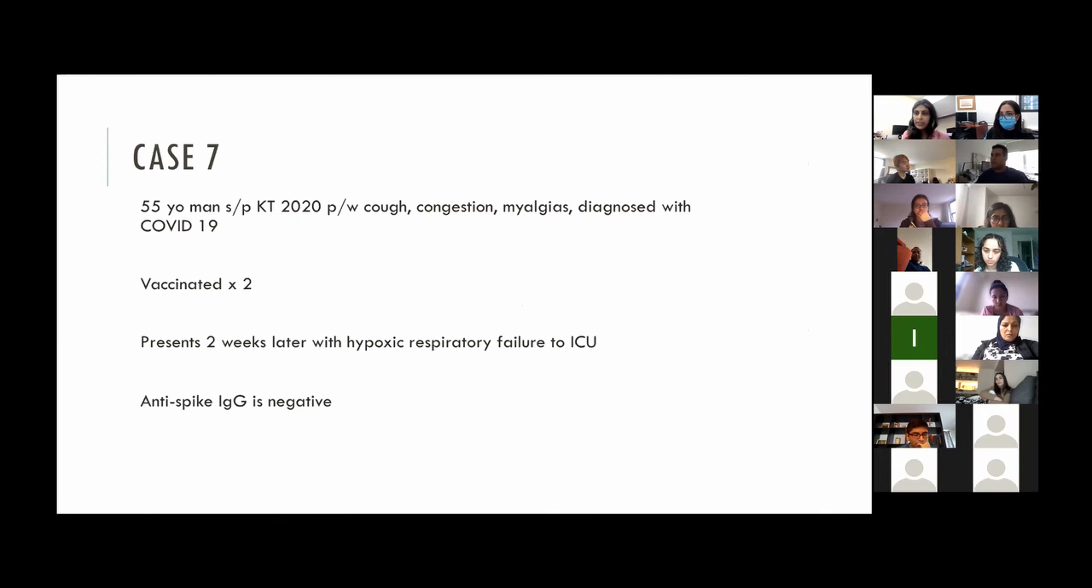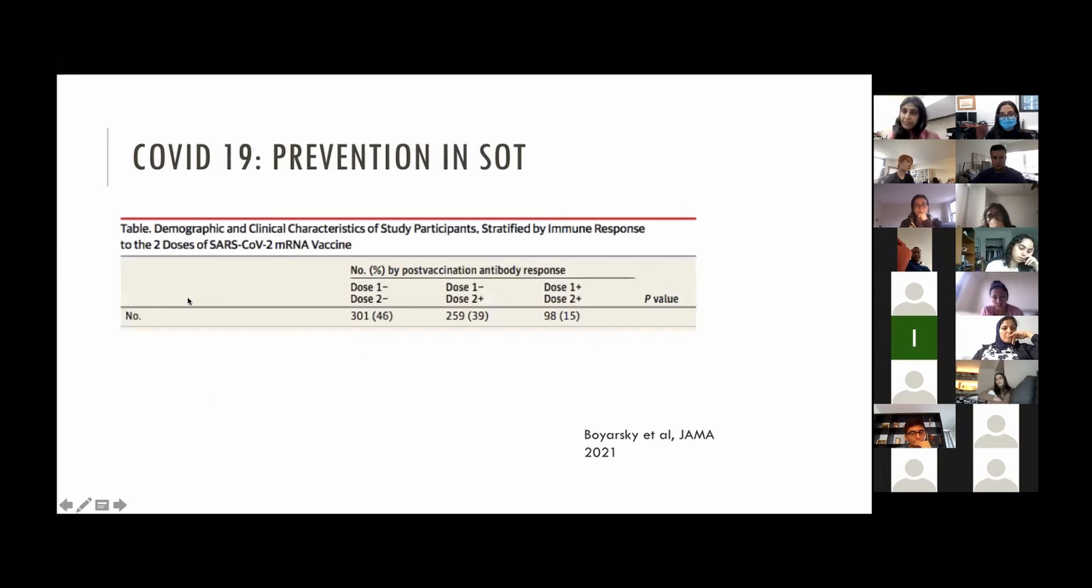And I'm going to move on to my last case, and then we can just end with questions after that, if that's okay. So this is a 55-year-old man, kidney transplant in 2020, presenting with cough, congestion, myalgias. He's diagnosed with COVID-19. He's vaccinated times 2, so this is a case from last year. And he presents 2 weeks later with hypoxic respiratory failure in the ICU. And you send an anti-spike IgG to see if he has any antibody to his vaccine, and he does not.